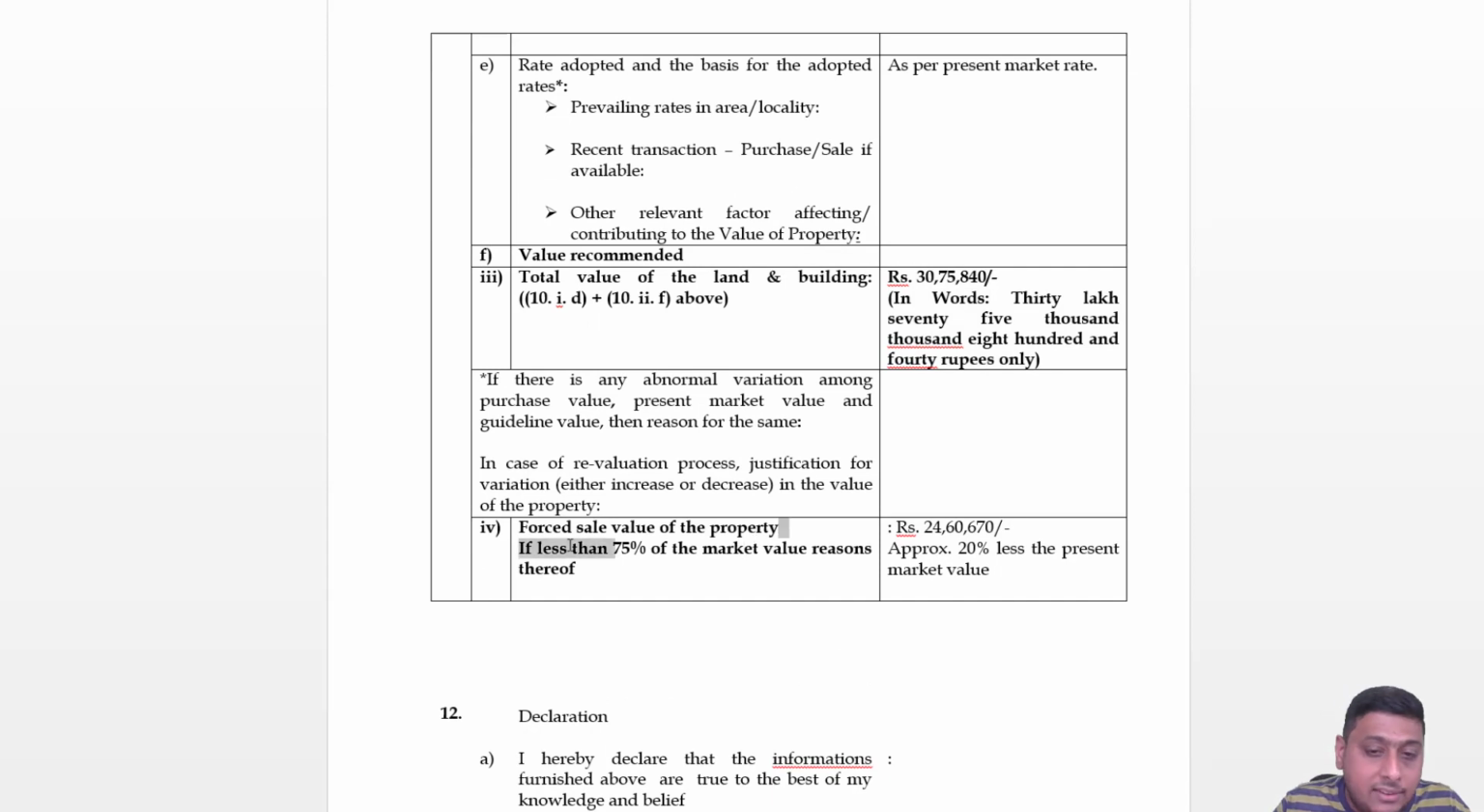This is the sale value of the property. For example, the value is actually 30,75,000 rupees. We, as a valuer, have reduced this by 20% to 24,60,000 rupees. For example, due to some reason, the client cannot repay the loan he has taken. The bank people will not assume this. They are going to take this forced sale value, because the bank people have to play a very safe game here. They cannot take any kind of risk.